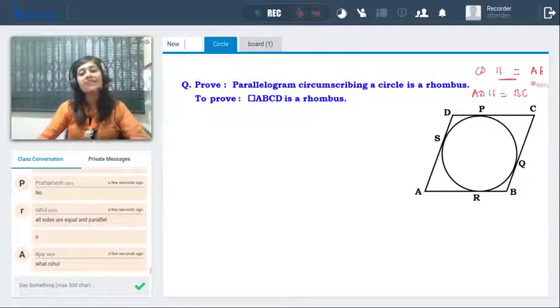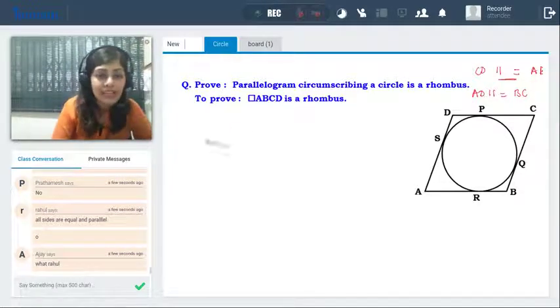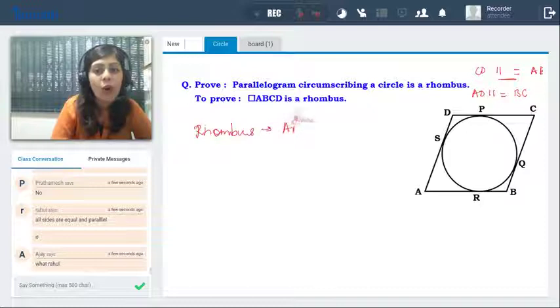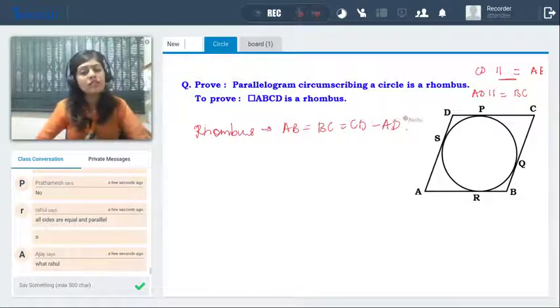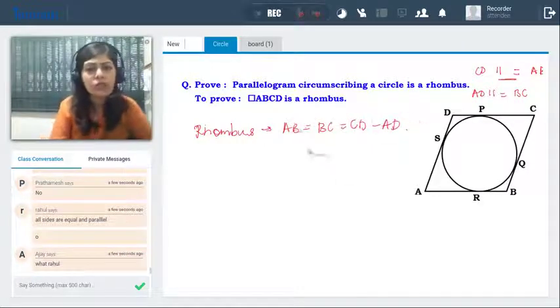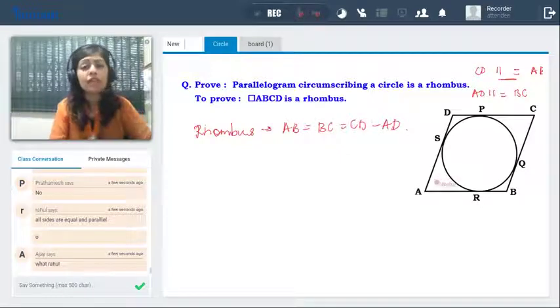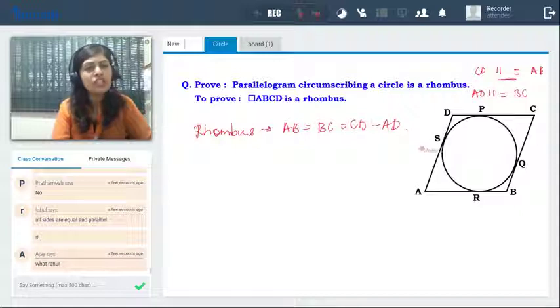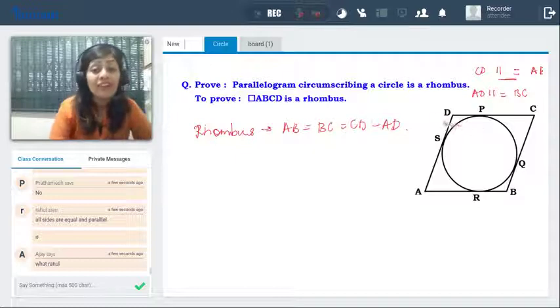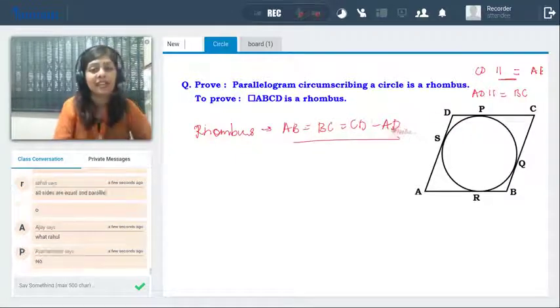But what do we need in a rhombus? In a rhombus, students, we need all sides equal. The basic definition of a rhombus says that all sides are equal. That means AB equal to BC equal to CD equal to AD. Do you really think we need to prove all these sides equal? Do you think it should be that lengthy? No, we don't have to show all sides equal, students.